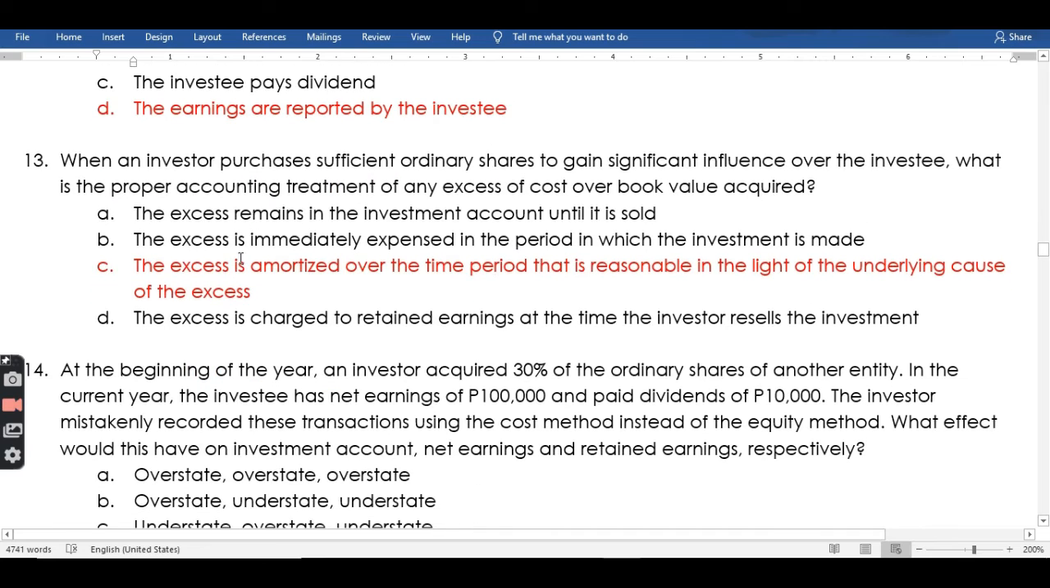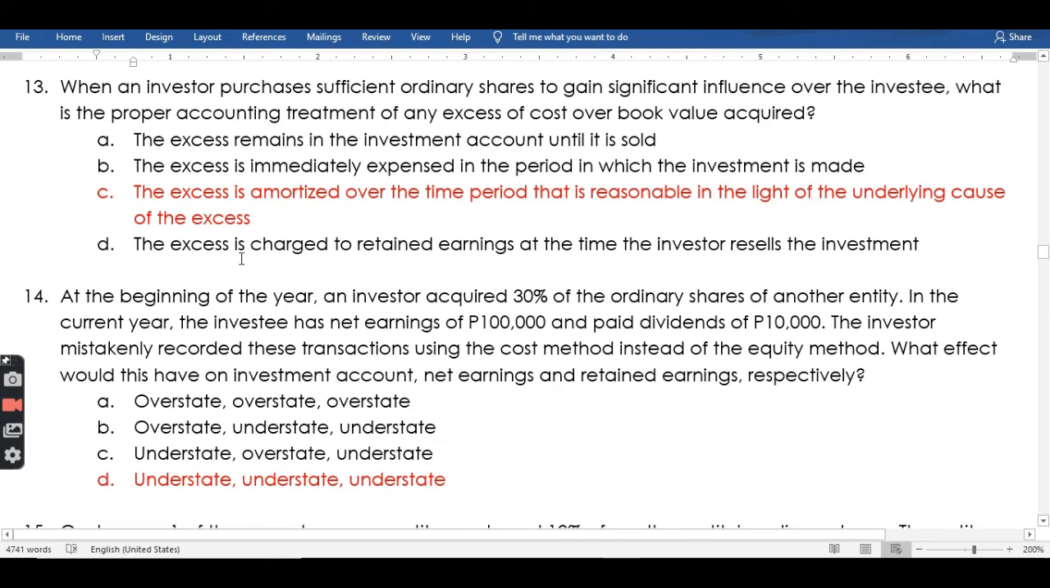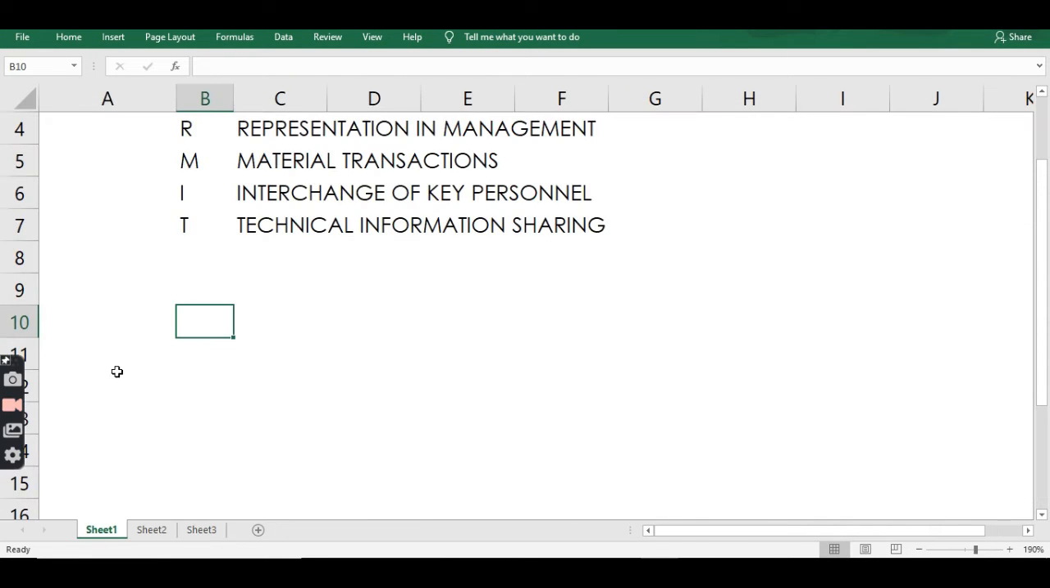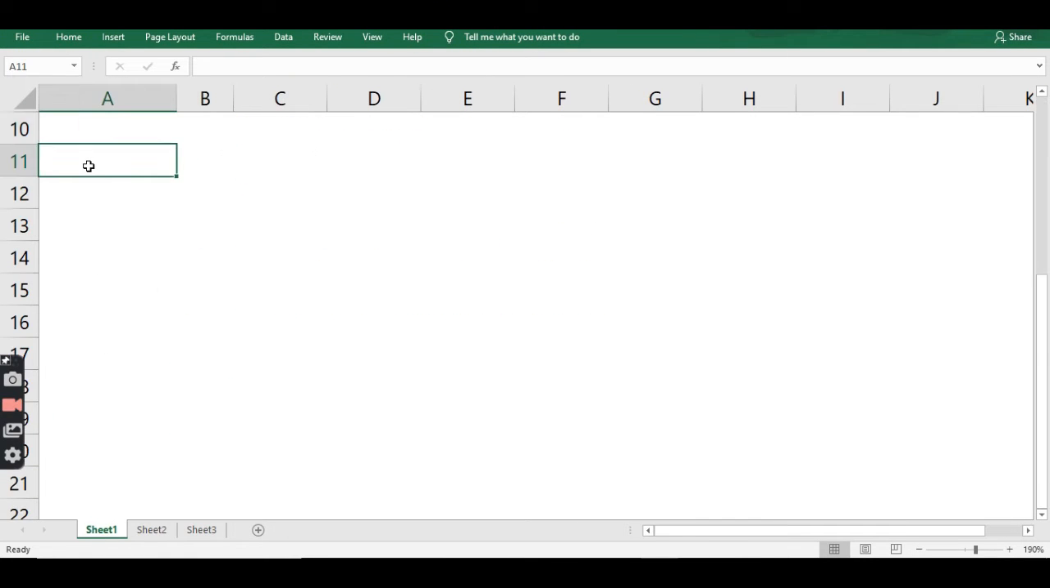Okay? So, yun. 13. When an investor purchases sufficient ordinary shares to gain significant influence over the investee, what is the proper accounting treatment of any excess of cost over book value acquired? Okay? So, ang tanong dyan, paano daw yung may excess? Okay? So, explain lang natin yan. Ganito kasi yung concept niyan, no?